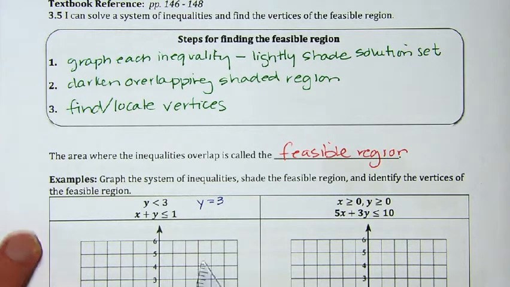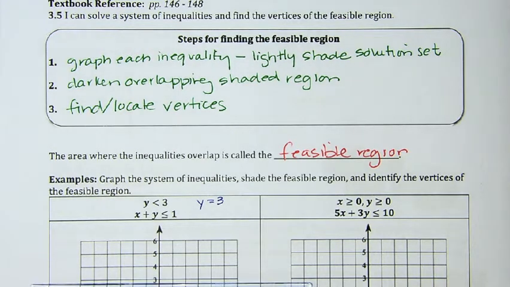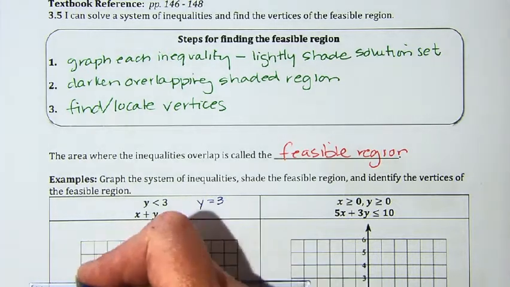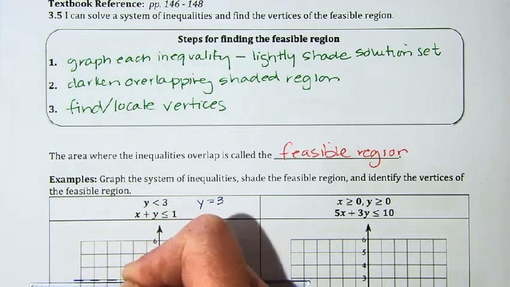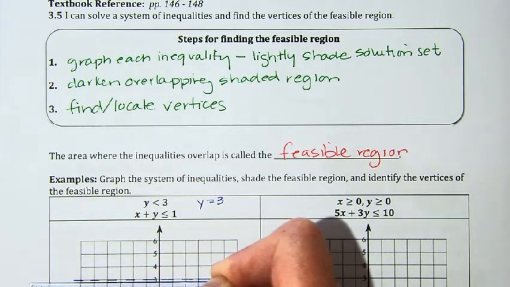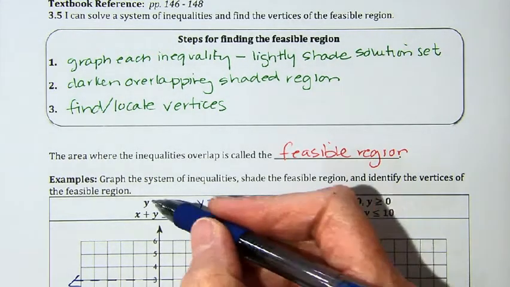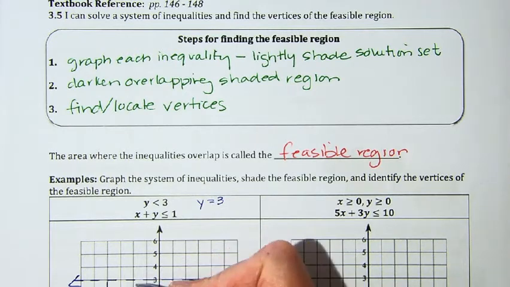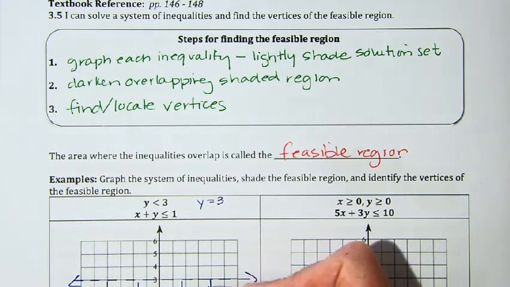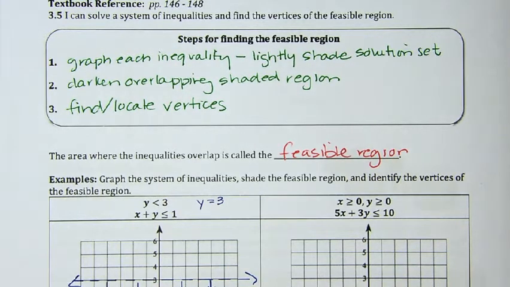Well, my y values equal 3. Remember, y equal equations are horizontal lines. And y is less than 3. That's when the values get smaller, so that shading would go downward.